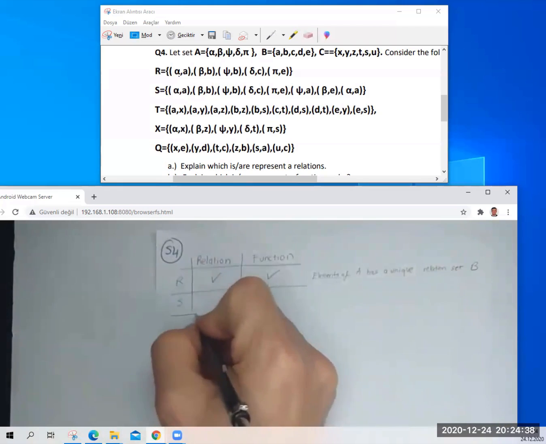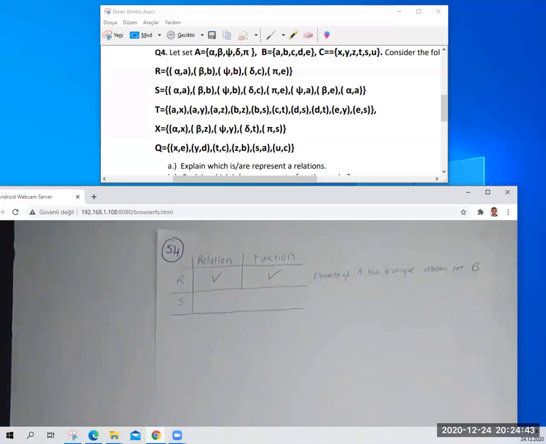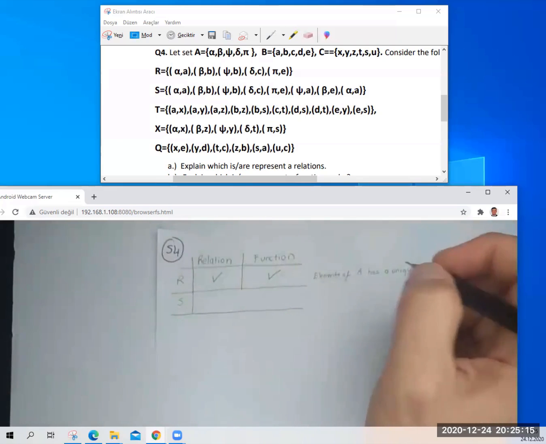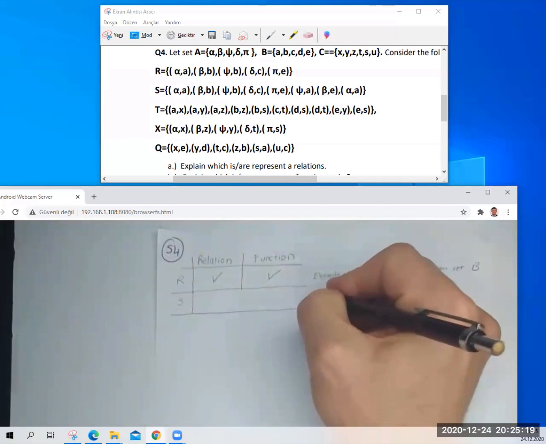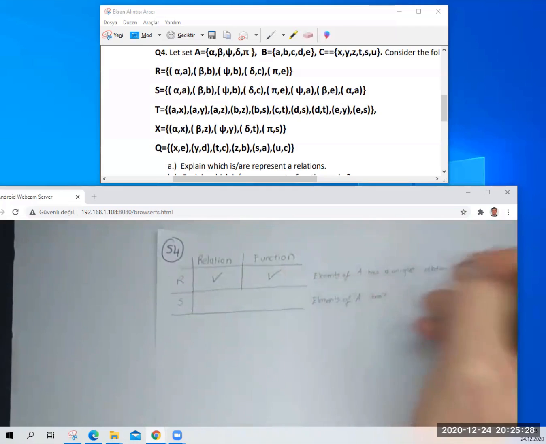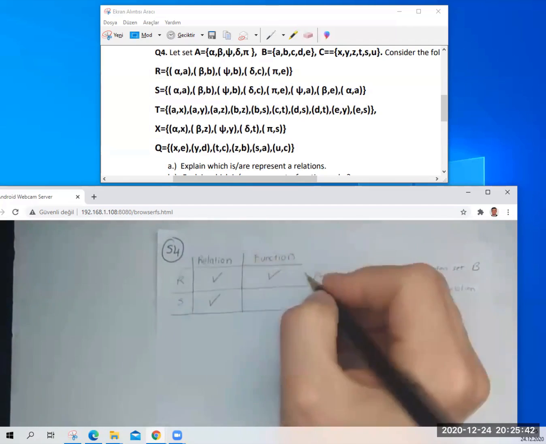Let's look at the S. So what we have for S: alpha to A, beta to B, psi to B, delta to C, pi to E, and psi to A. You see psi, beta and alpha repeating more than one time in the first set of the relation. So we will say elements of A don't have a unique relation. So we will say, okay, this is a relation, but not a function.